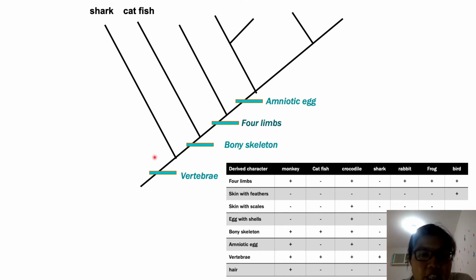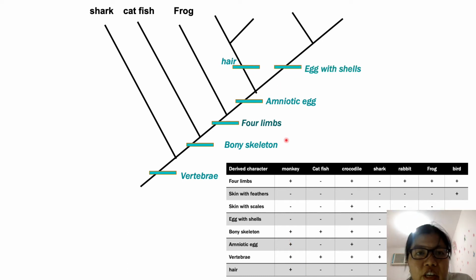Sino ang na-separate natin sa amniotic egg? Okay? So, syempre, ang na-separate natin dito ay si frog. Okay? Si frog na na-separate natin. And then, we have the presence of hair. So, presence of hair natin. Sino nang may presence of hair? The rest ay walang presence of hair.